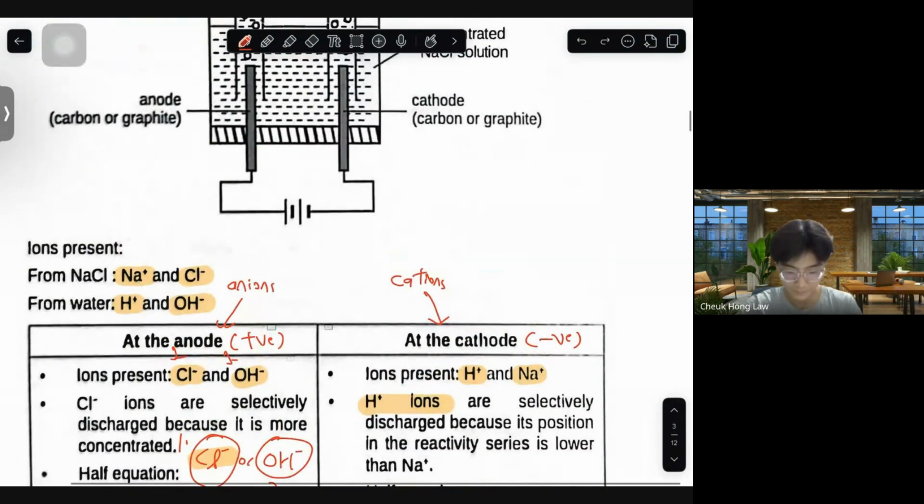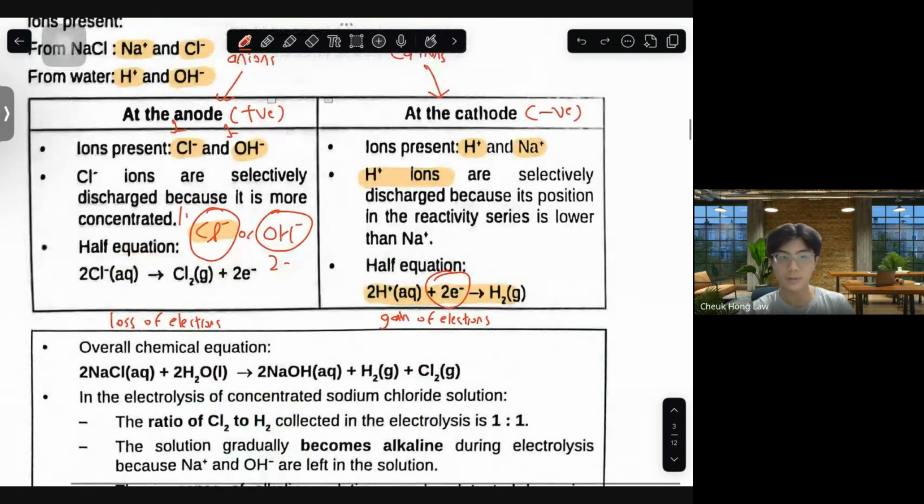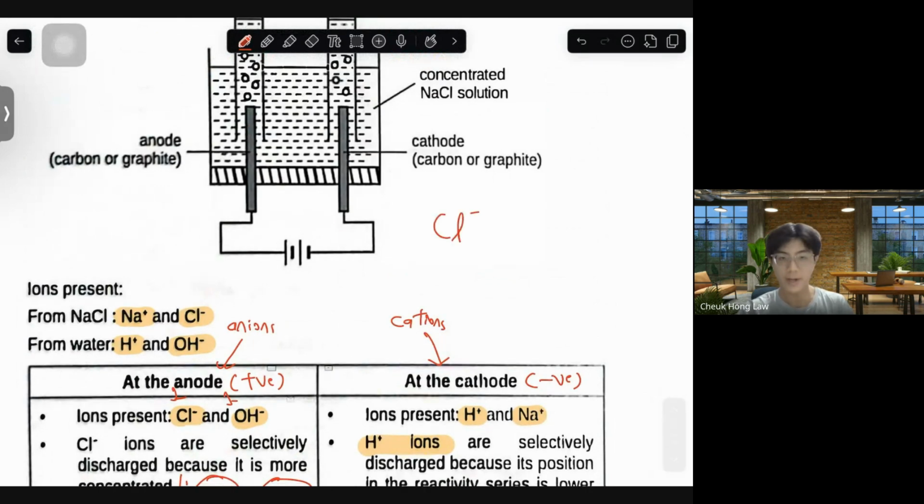Okay, so let me do it here. We know that at the anode, you lose electrons, right? So your chloride ions, I just write it down first. It will minus electrons because it loses electrons to form chlorine. Make sense? Your chloride ions got 8 valence electrons, right? So it has to lose one to become its atom, which is 7 valence electrons. Chlorine is in group 17, so you just have to lose 1 electron only.